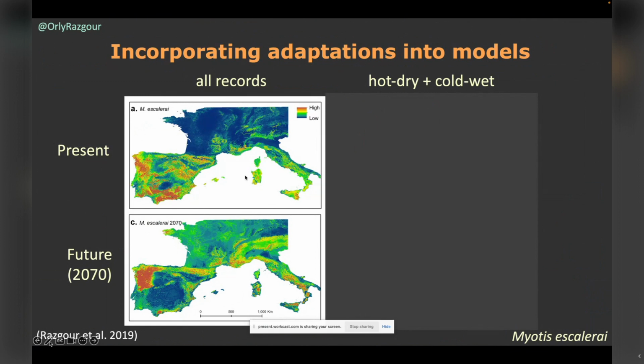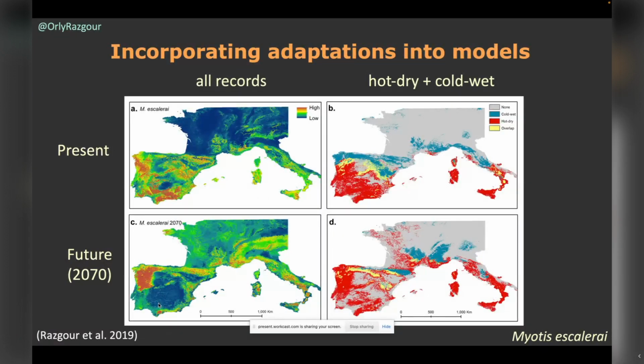The map at the top is under present conditions, and at the bottom are projections for the end of the century, future conditions. If we compare the two maps, what we can see is projected extensive range losses and loss of suitable conditions around the Iberian Peninsula, which is the main place where these bats are found.